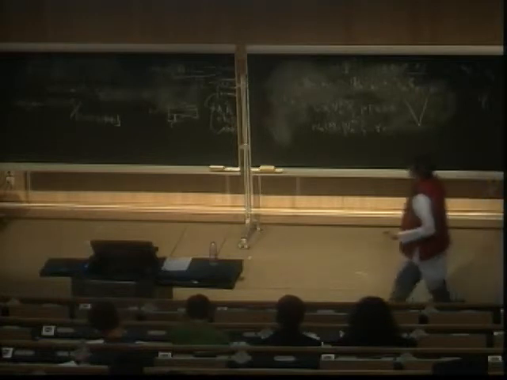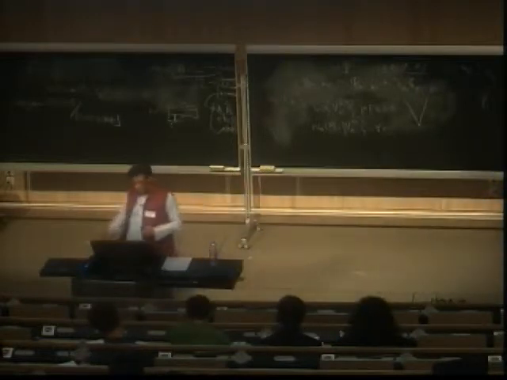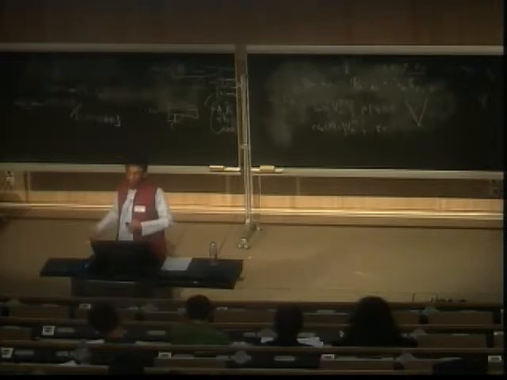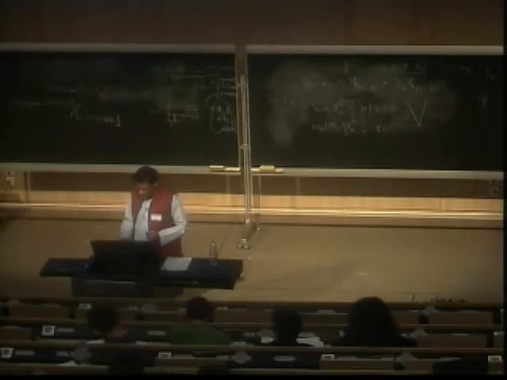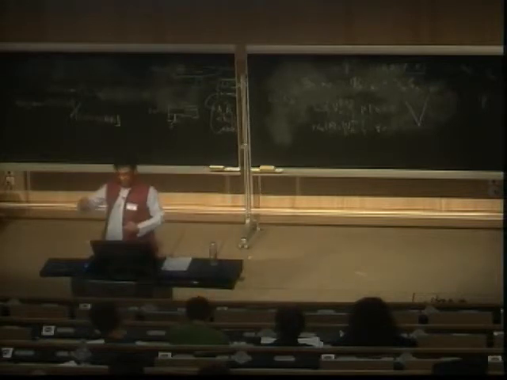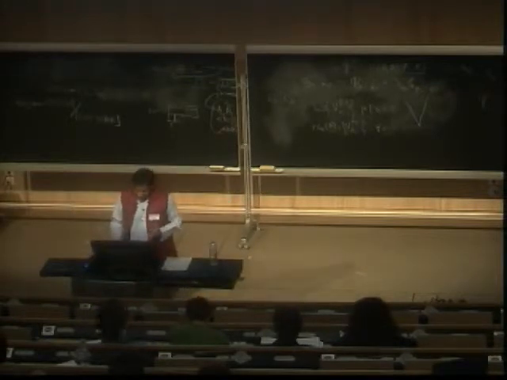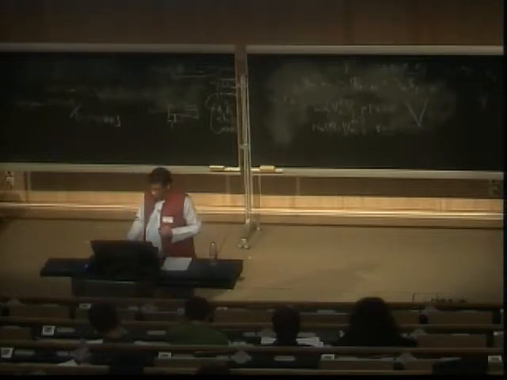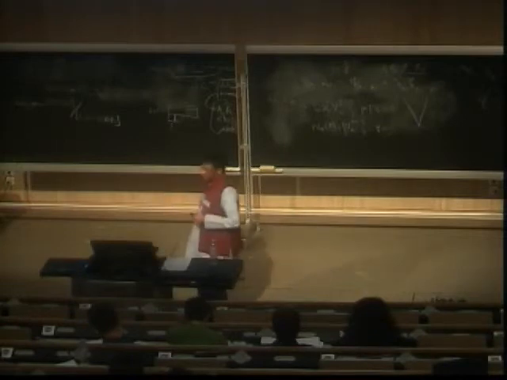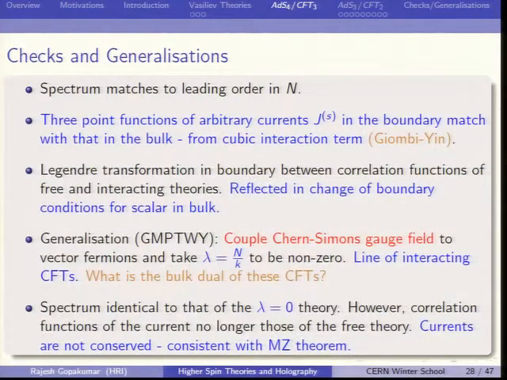There's a line of interacting conformal field theories, and an interesting question is to ask, what is the bulk dual of these CFTs? And this has not been answered. They were hoping to relate it to the Vasiliev theories which break parity, but that doesn't seem to work, so there is no answer known to this question of what the bulk dual is. There are some things that are known, namely that the spectrum doesn't get modified from the free theory, namely the dimensions of operators remain the same.